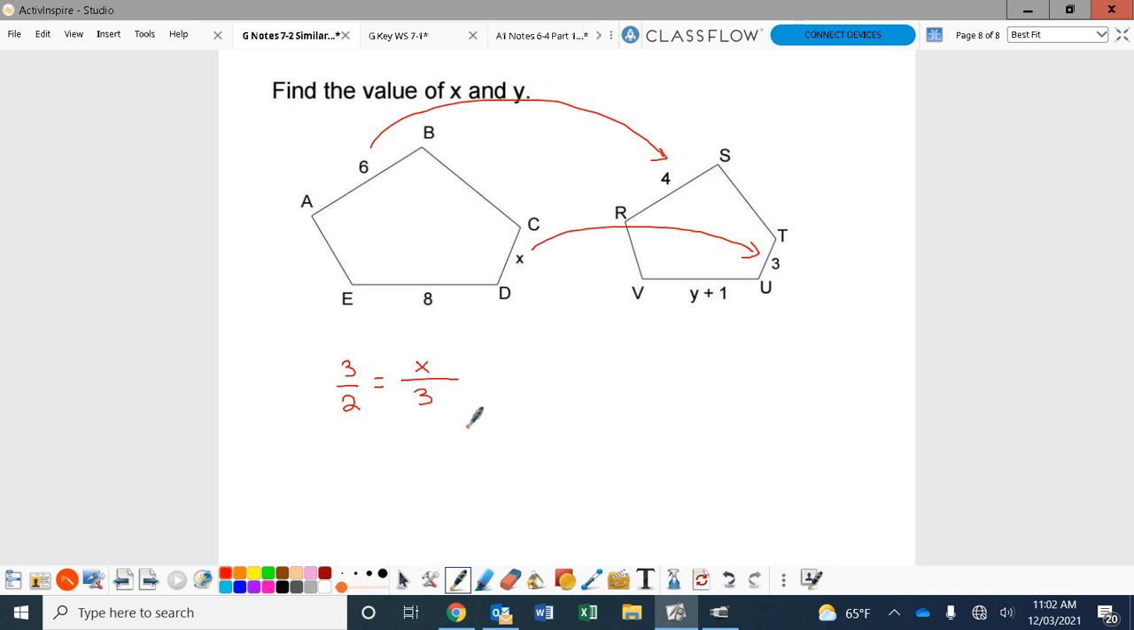And then how do you solve any proportion? Thank you. Cross multiply. It's going to be 3 times 3, which is 9. 2 times x, which is going to be 2x. Divide by 2, and 4.5 equals x. Make sure you can see your decimal, guys.